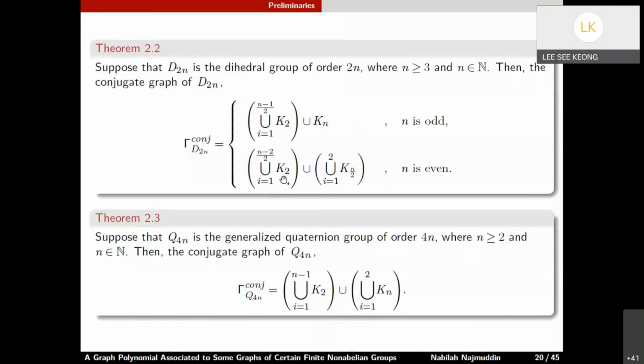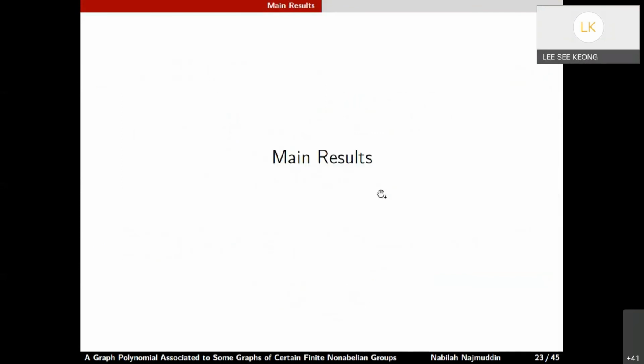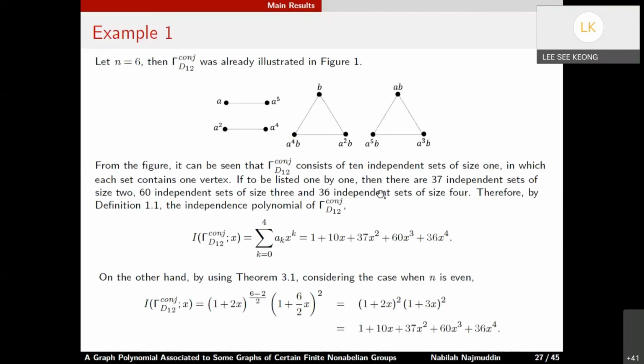There are union of 2 K2 with 2 K3. Yeah. 2 K2 and 2 K2. Yeah. So what are those 2 K3? What are those? Yeah. What are those 2 K2 you're trying to talk about?